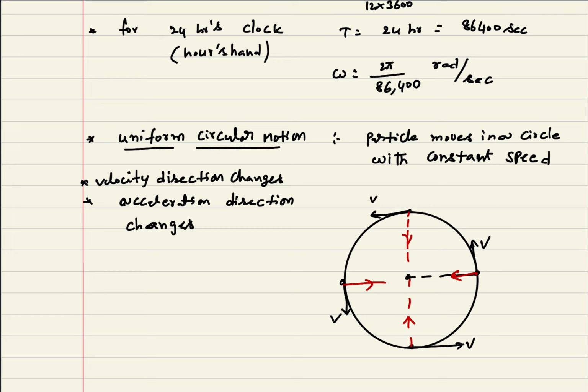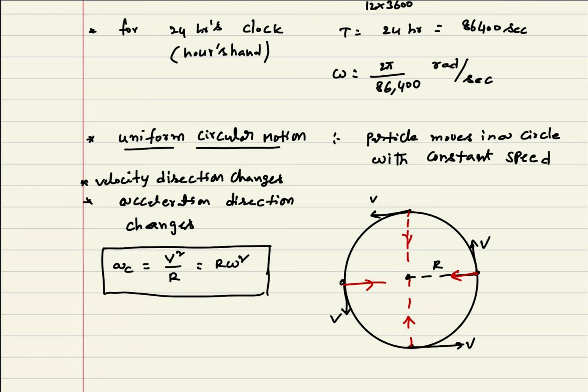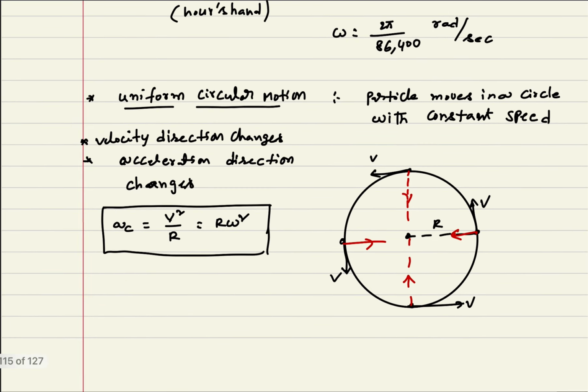Now you can write centripetal acceleration is equal to v square divided by r. We can also write r omega square, where r is the radius of the circle. And there is no tangential acceleration. This is what tangential acceleration is.